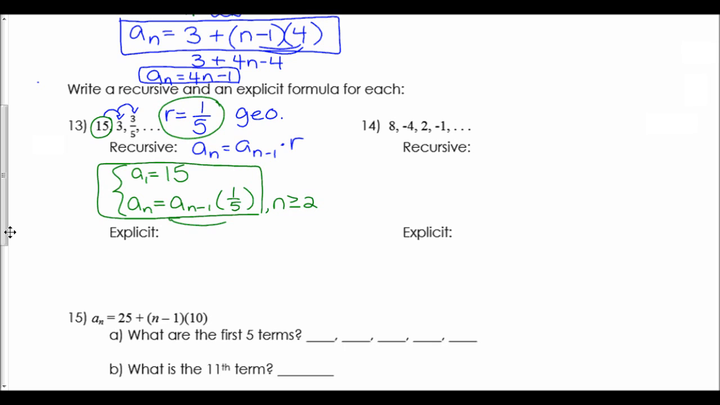The explicit formula for a geometric sequence is a sub n equals a sub 1 times r to the n minus 1. So I'm going to plug into my explicit formula. I'm going to plug in everything except for the n, because that's my variable on the right. So first I pick a sub 1, which was my first term. That was 15. I always write my common ratio in parentheses. That was 1/5. That also shows that both the 1 and the 5 are being raised to this exponent of n minus 1. And that's all we need.